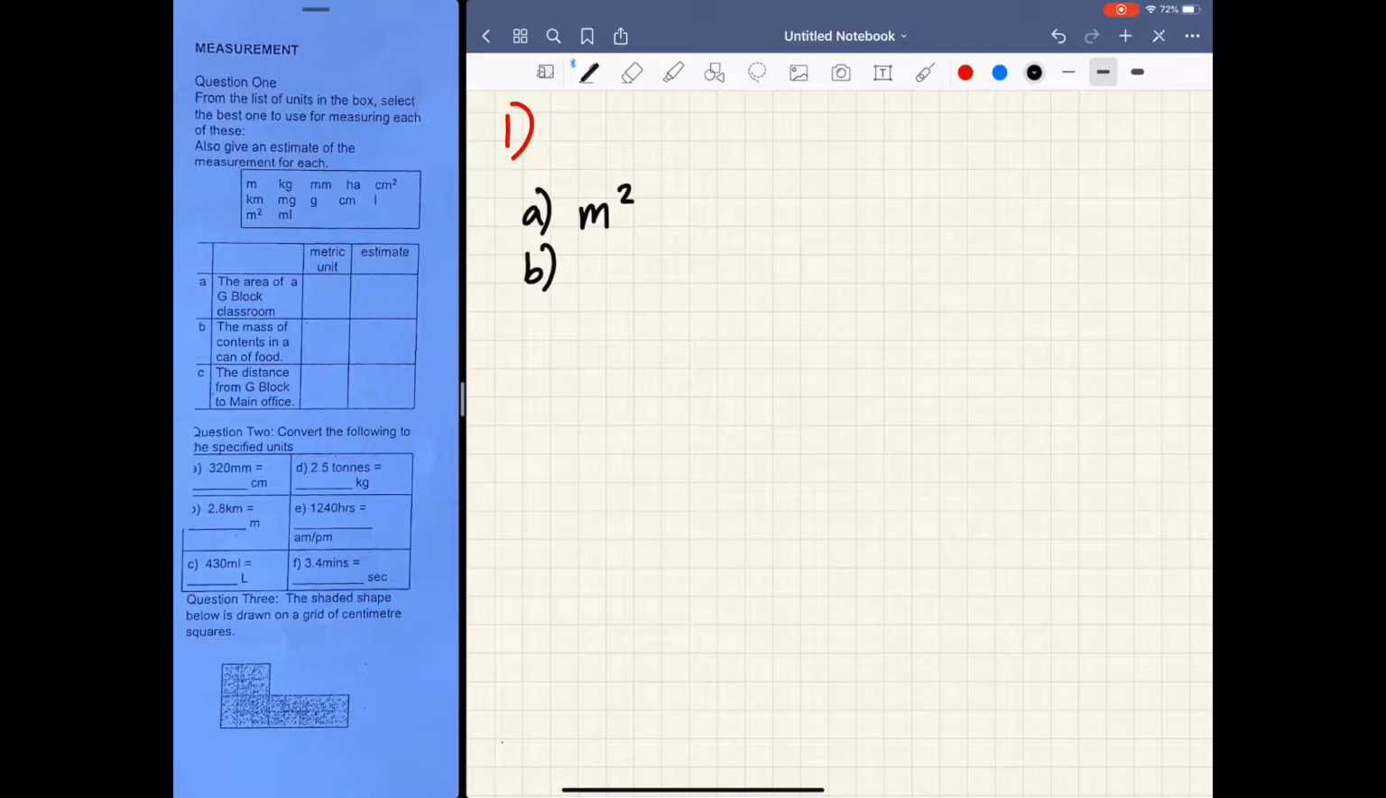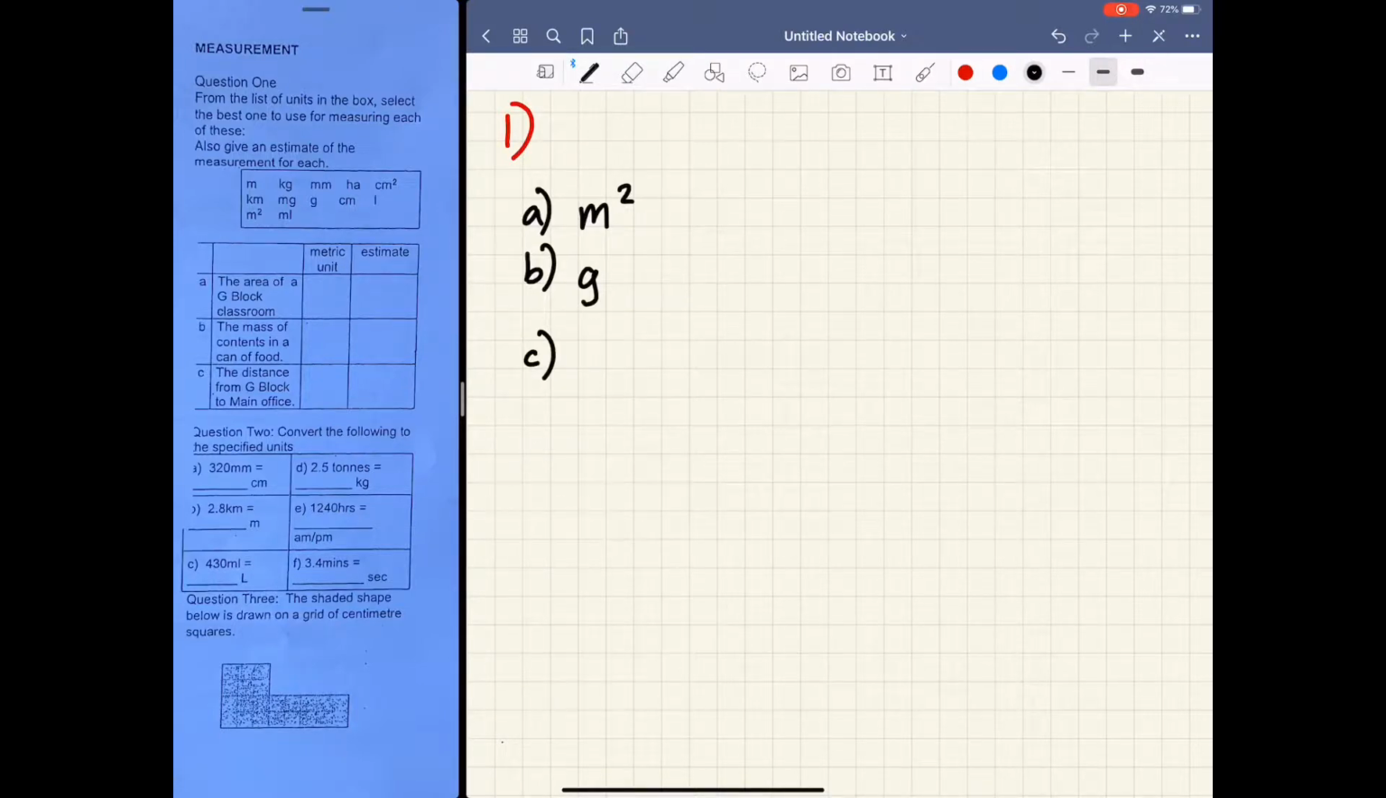The mass of contents in a can of food. So when we were talking about mass, we're talking about kilograms, grams, milligrams. Generally, if you look at the weight of a can of food or a packet of food, it's generally in grams. So grams.